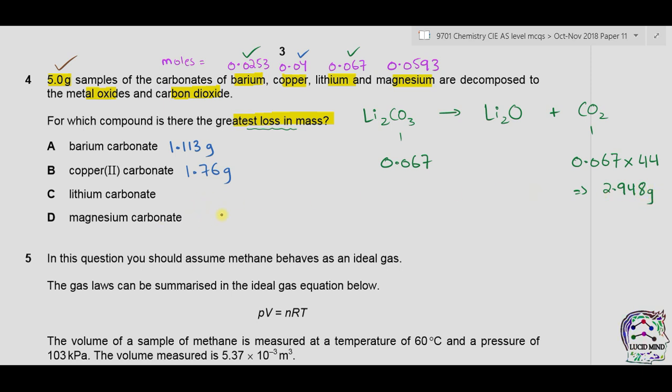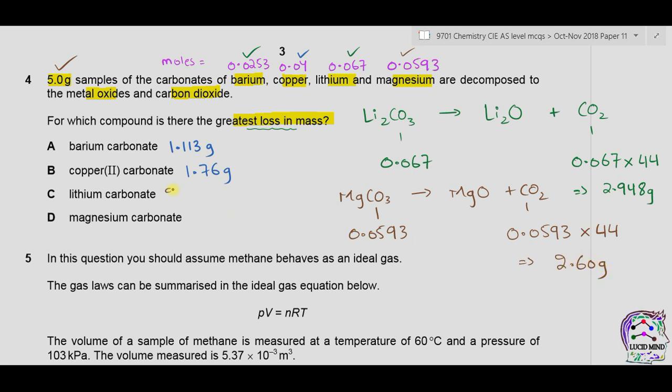For last one we have magnesium carbonate. It decomposes to magnesium oxide and carbon dioxide. Again the equation is balanced and the ratio is 1:1. So for 0.0593 moles, the number of moles of CO2 will be same. Converting it into mass by multiplying with 44, it comes equal to 2.60 grams.